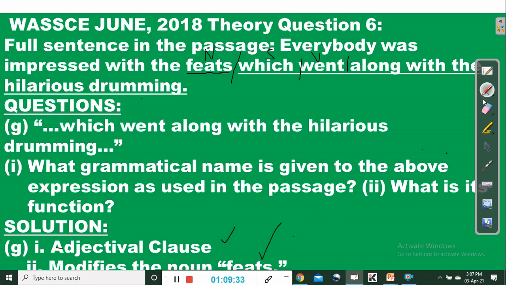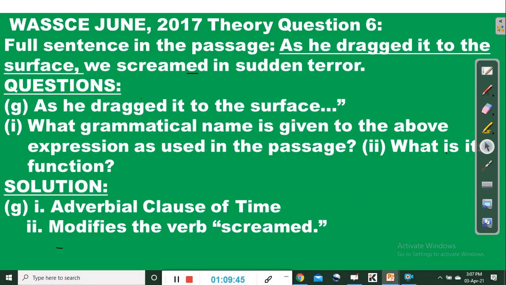So I hope you have again understood the steps that you should take whenever you are confronted with this type of question. Then the last but not the least, the West African Senior School Certificate Examination of June 2017. Again, theory question 6, repeated pattern of questioning by WASSCE here.